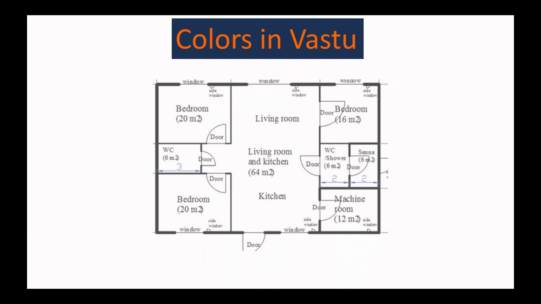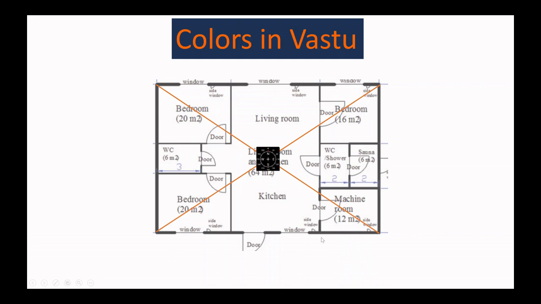Now, how do you know which room in your home is associated with which direction or zone? For that, I have taken one example here. This is an example of one home's plan. Now, you have to draw one diagonal line like here, and also draw another diagonal line like this, and both these diagonal lines intersect at a center point. This is called the center of your home.